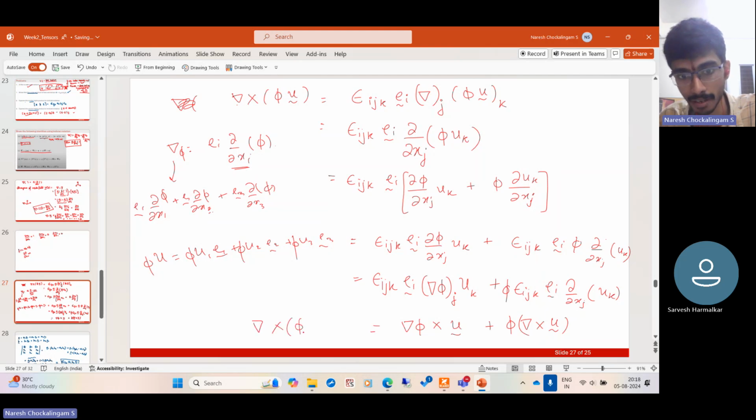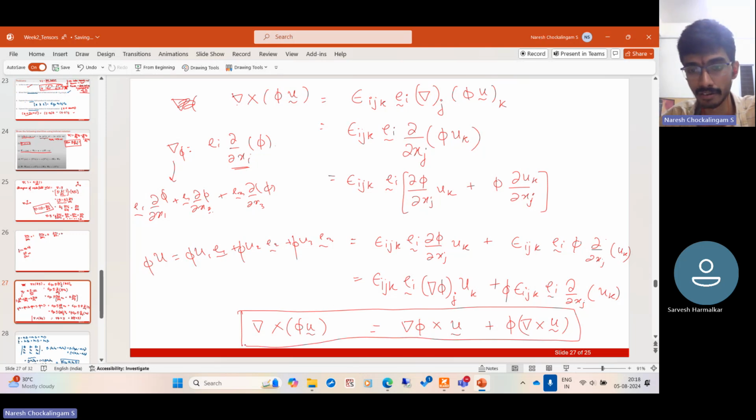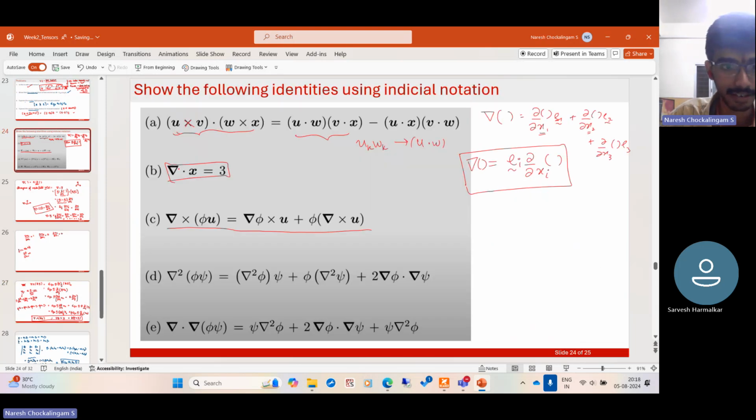Del cross phi u is grad phi cross u plus phi times curl of u. So this is what we have here. Yeah, grad phi cross u plus phi del cross u. So if you just do it systematically, they are all straightforward. But it's very easy to make mistakes, so be careful.